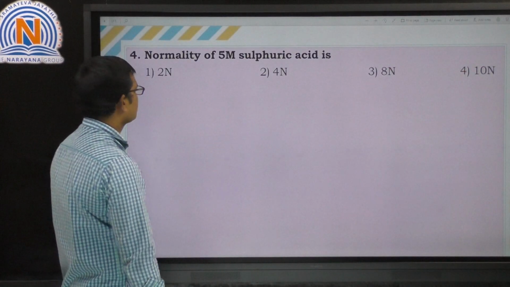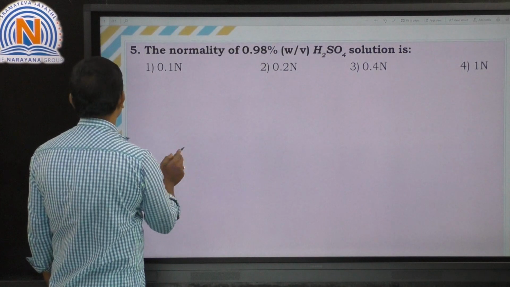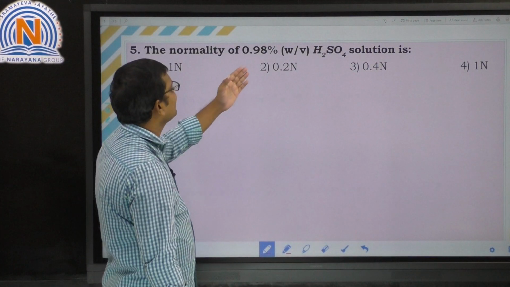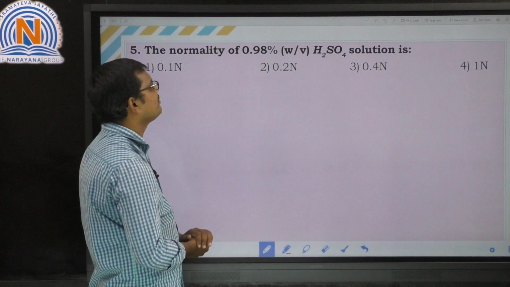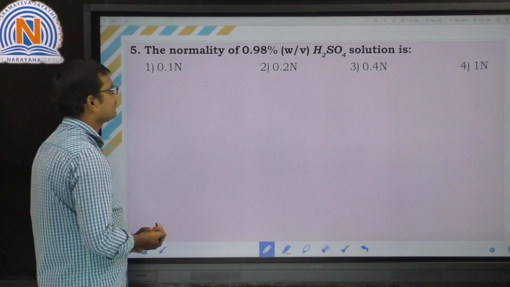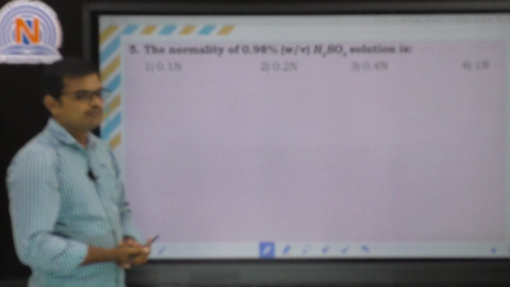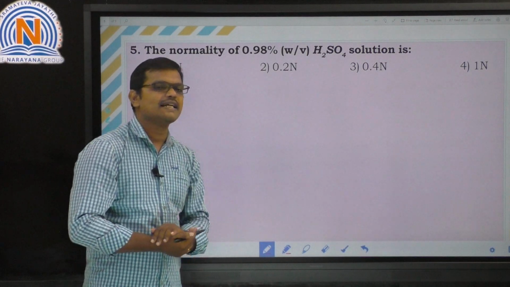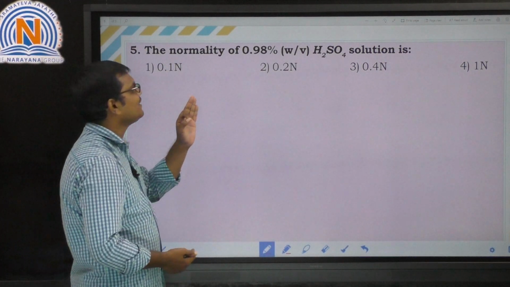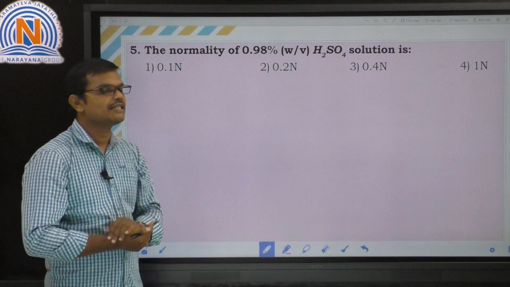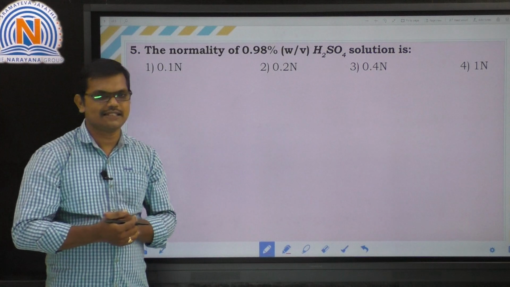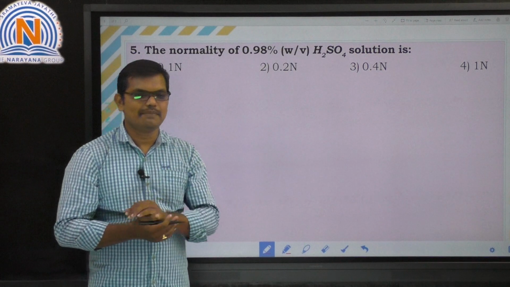Next, last question. The normality of 0.98% weight by volume H2SO4 solution is. We have to calculate the normality of 0.98% weight by volume of H2SO4. So what is the given information? 0.98% weight by volume is 0.98 grams of H2SO4 dissolved in 100 ml of solution.